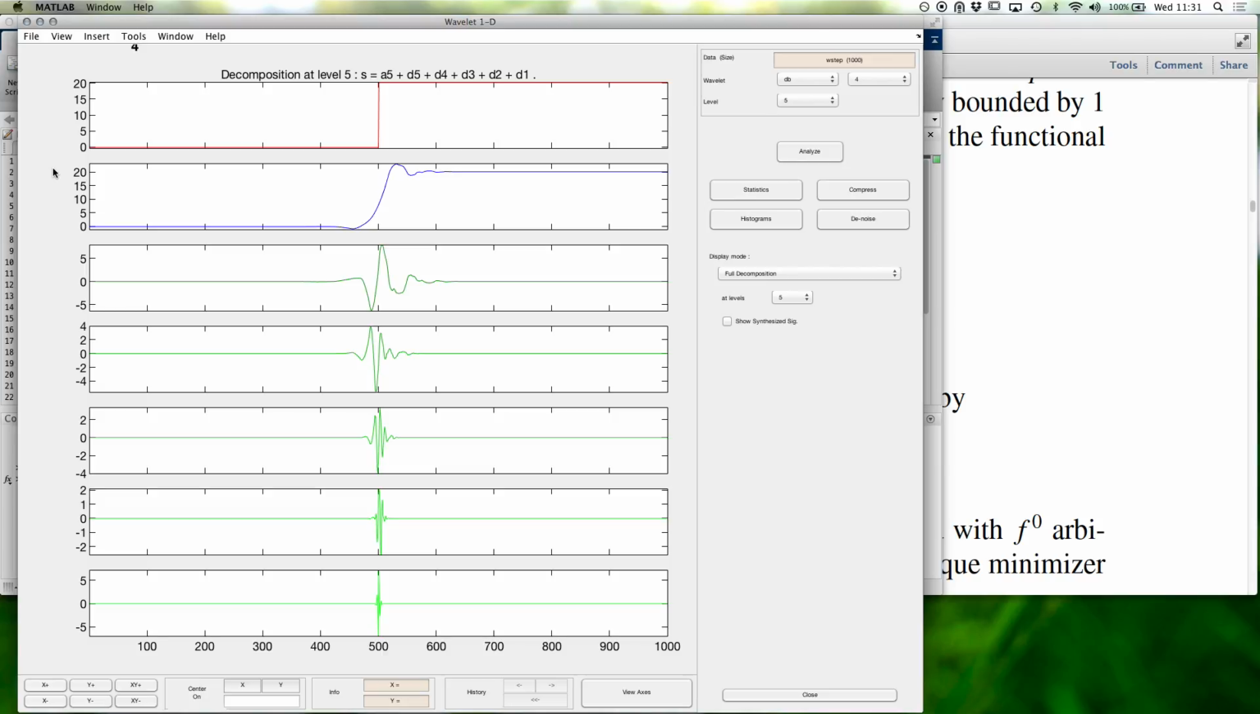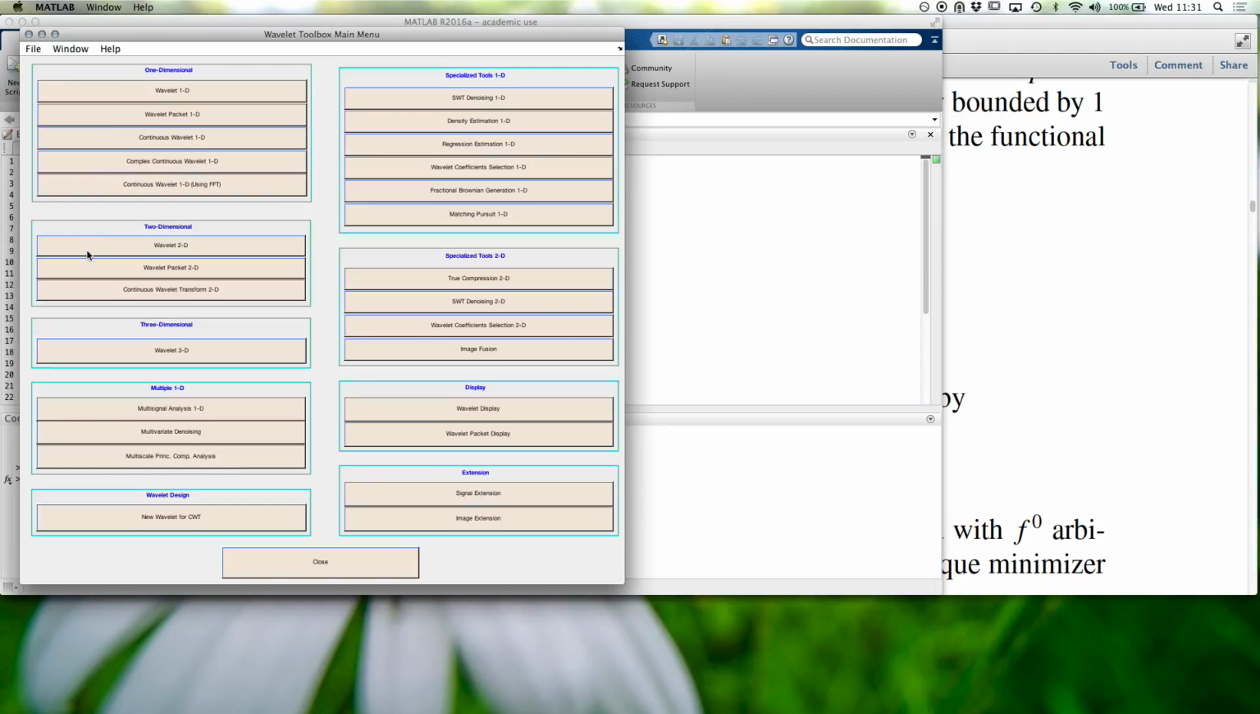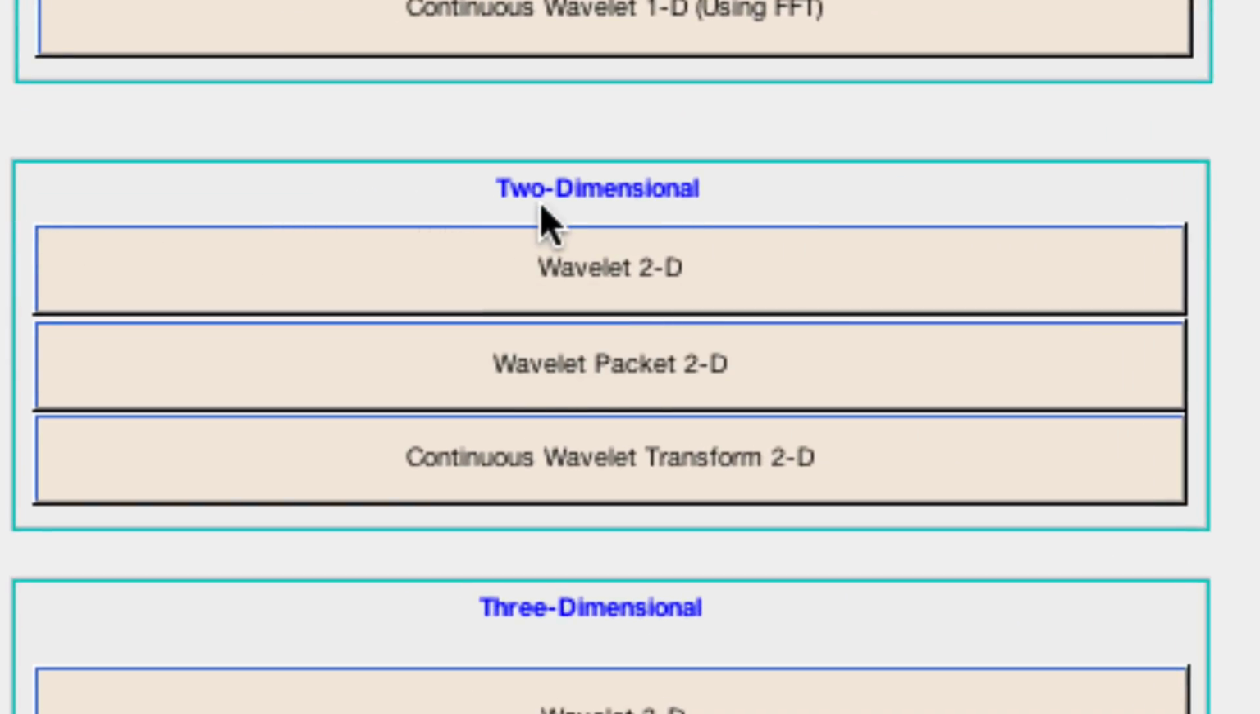Okay, if it's okay, I will move to two-dimensional signals. Any questions about the 1D? Okay, if not, let's look at a couple of examples with two-dimensional signals. So we have here the two-dimensional one.